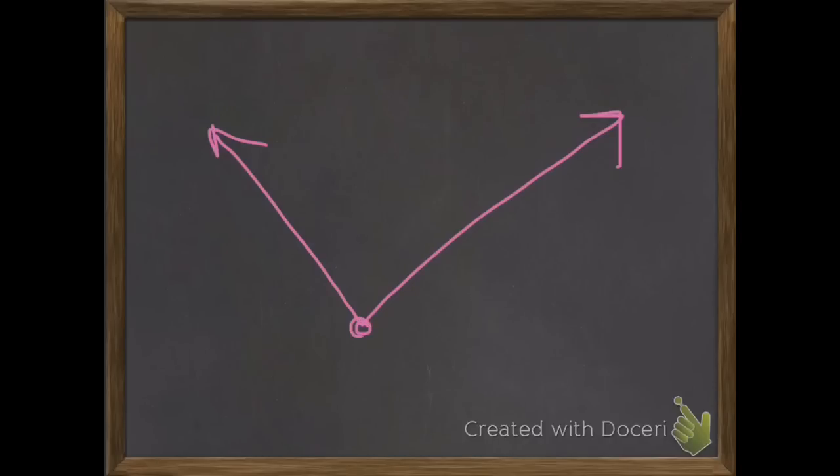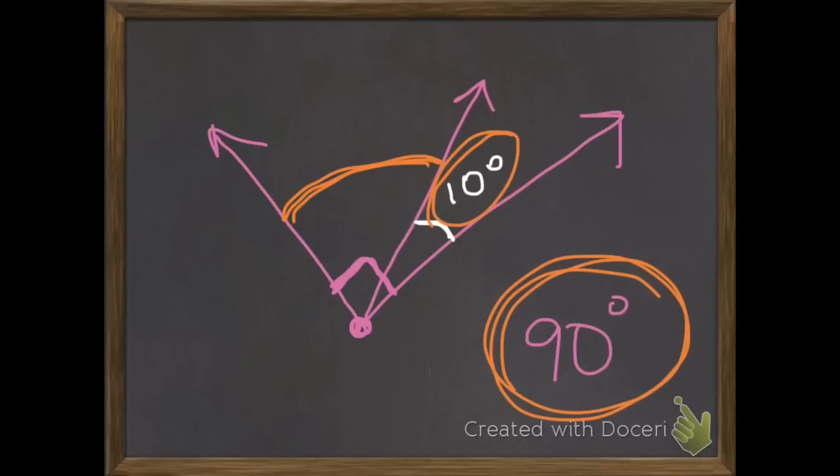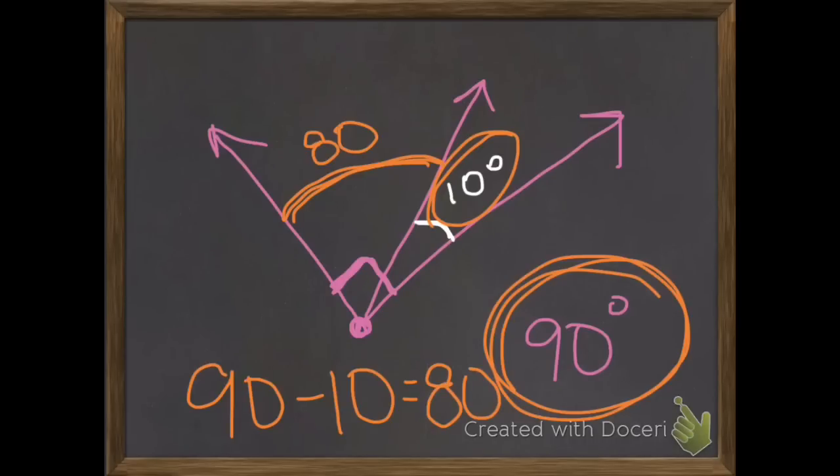Let's try another one. What if I told you that the whole angle is 90 degrees? And I might not say that. I might even just draw it like this, and that would tell you, oh, that's a 90-degree angle. And what they might tell you is that this angle that's right here is 10 degrees. So now you have to figure out the measure of the missing angle right here. So remember, we know the whole angle is 90 degrees, and we know that part of it is 10. Since we're missing a part, we subtract 90 minus 10, and we end up with 80 degrees. So now we know that this missing angle was 80 degrees.